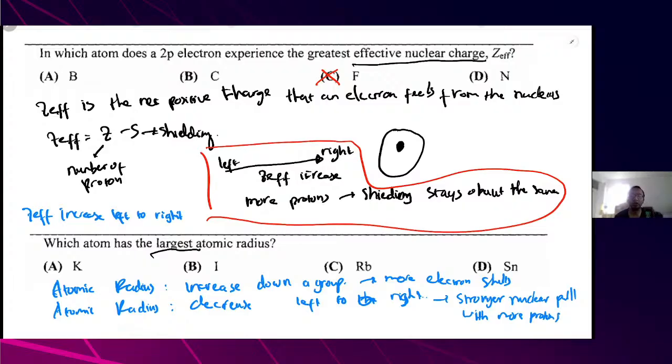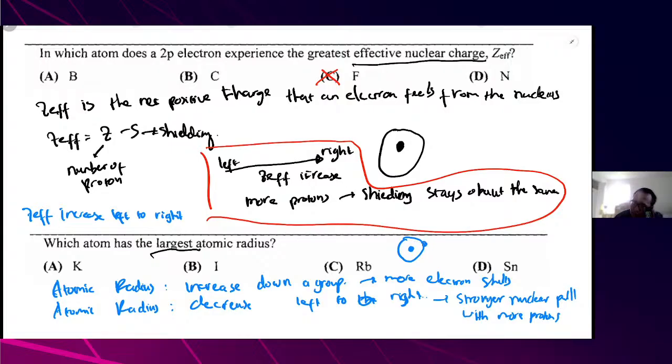Okay, so you can imagine in the period, when we start from left to the right, the protons will be increasing, right? So when the protons are increasing, we have much more force for each shell. I will illustrate this one like this. This is the nucleus, and then you have the shell over here.